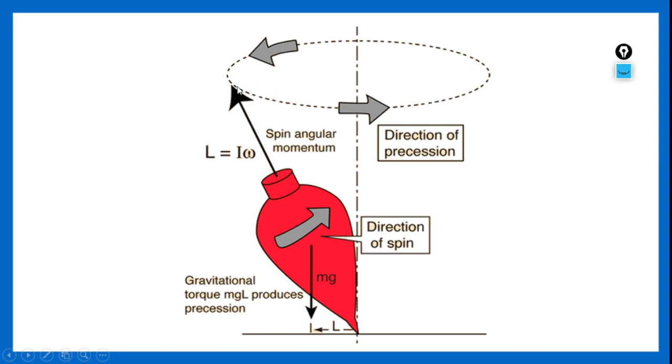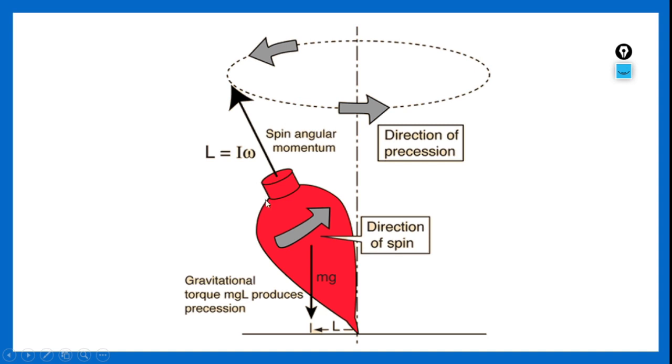But if the total body, or total axis of rotation of the top, makes a circular movement around a straight line, if you observe, this is called precession. So gravitational torque, this mgl, produces precession. What causes precession is the weight of the body, that is mg.